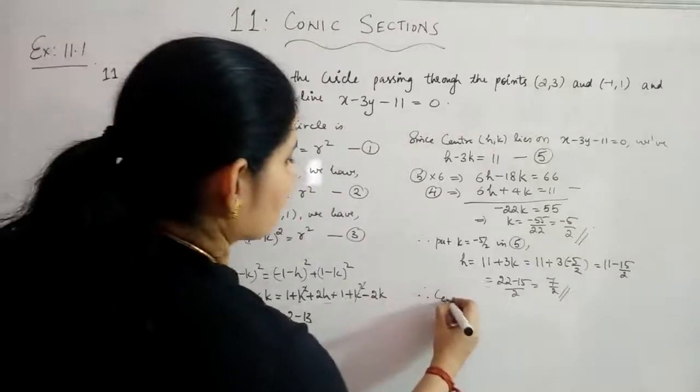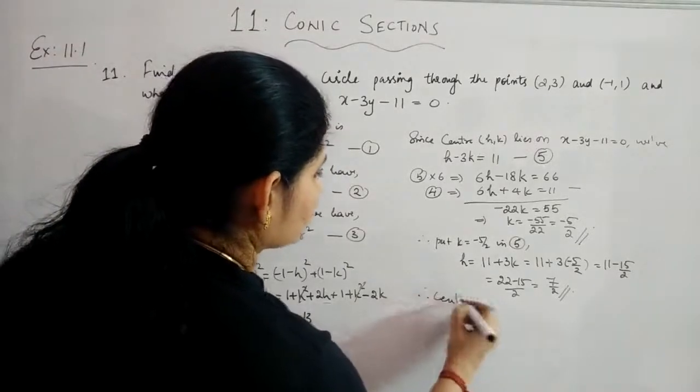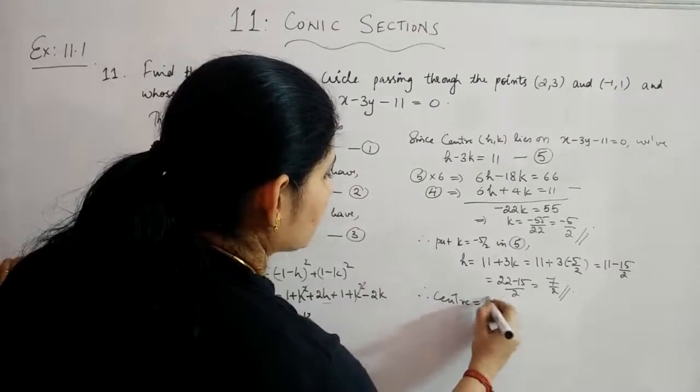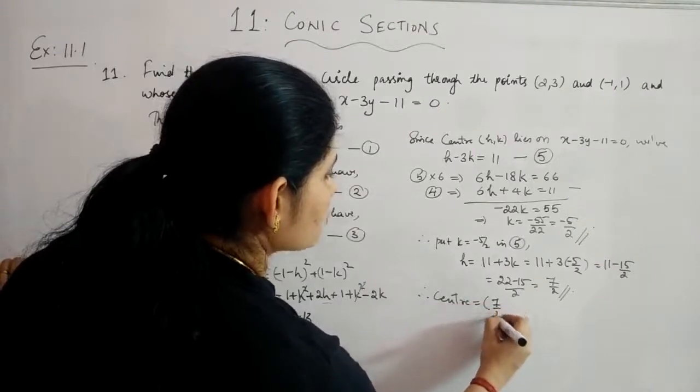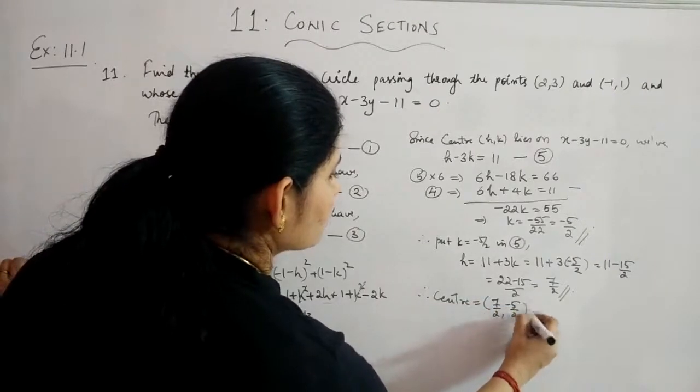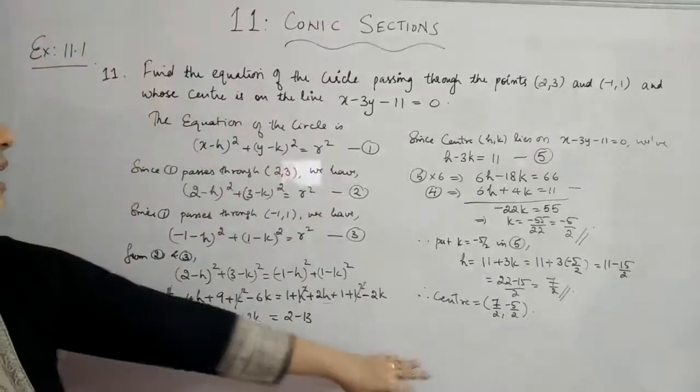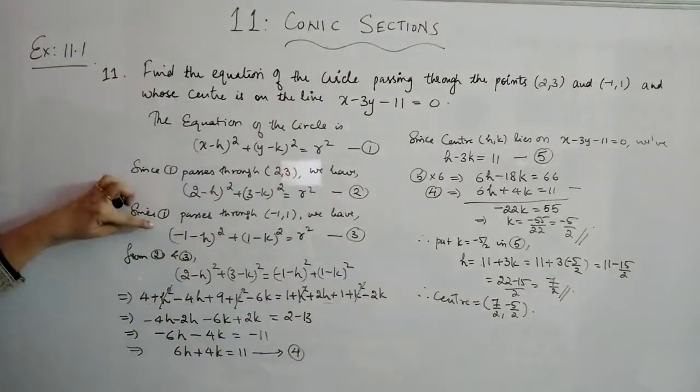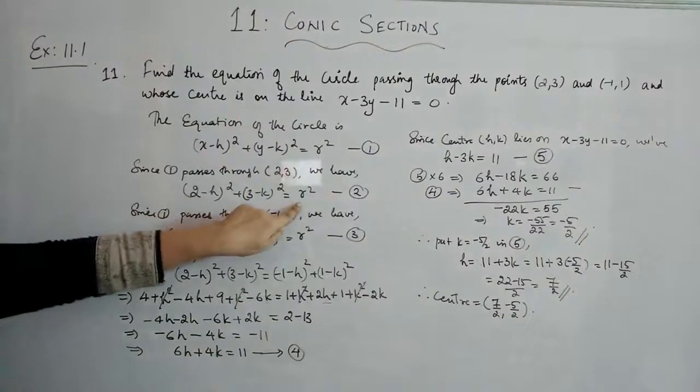Therefore, you got the center as (h, k), so (7 by 2, -5 by 2). Now you have to replace this value in either of these equations 2 and 3 in order to get the value of r². Okay.